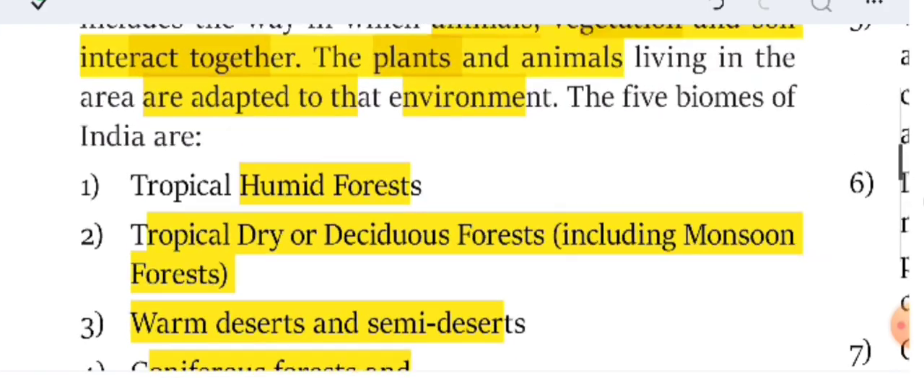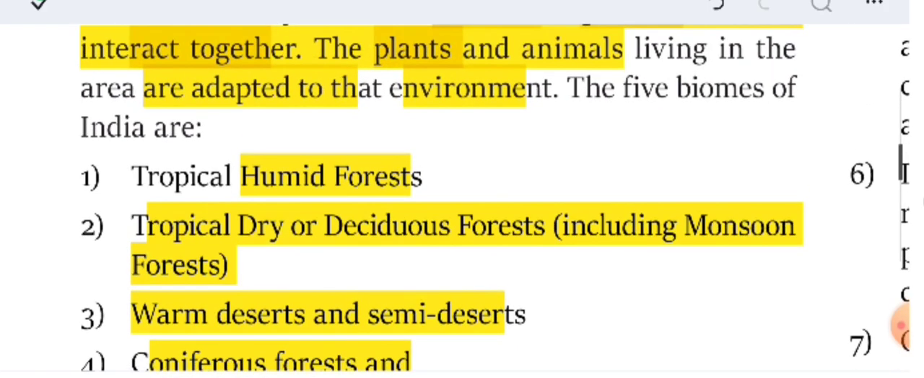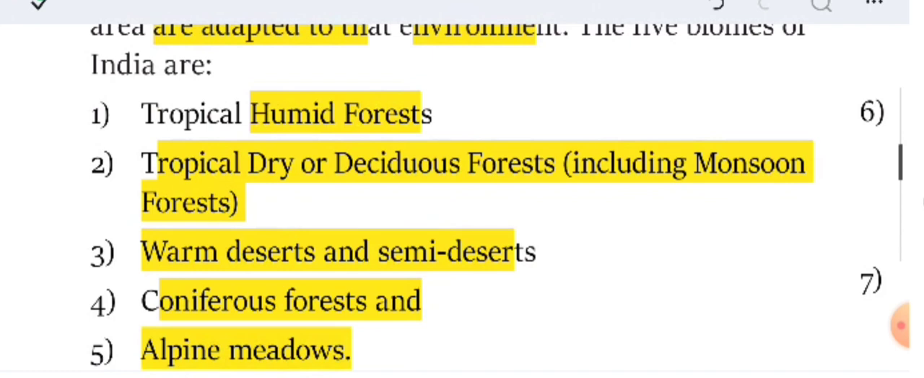Okay, so there are 5 biomes in India. First is tropical humid forest, याद रहेगा tropical humid forest. Second tropical dry deciduous forest including monsoon forest. Third is warm desert and semi deserts. Fourth is coniferous forest, and fifth is alpine meadows.